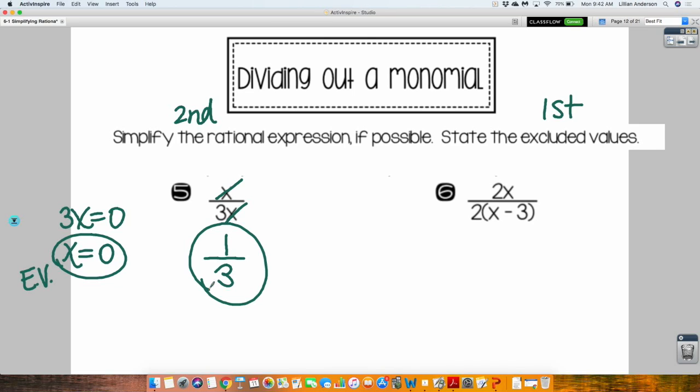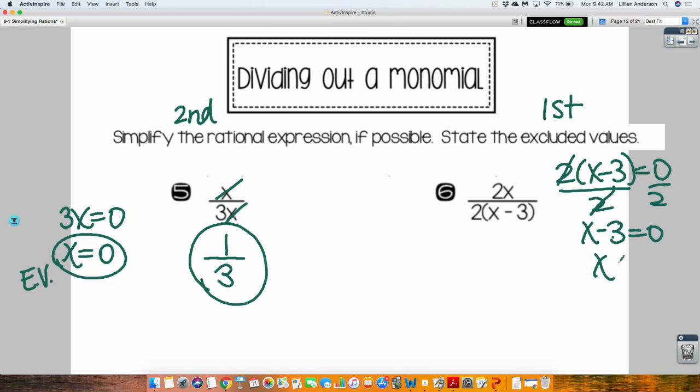Let's state the excluded value first. So we have to set the denominator equal to 0. How would I solve this? It's already factored. Okay. I could distribute, but I'll kind of be going backwards a little bit and then working my way forward. But if I divide by 2, it cancels out. And I have x minus 3 equals 0. So x is going to equal 3.